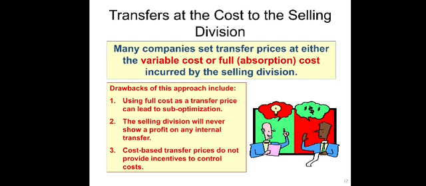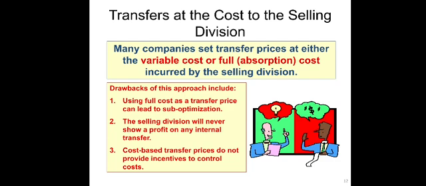If the transfer price is set at the cost, then there are several disadvantages or drawbacks. The first one is that using full cost as a transfer price can lead to sub-optimization. Sub-optimization means the selling segment will become complacent. The manager in the selling segment will not make any effort to minimize or reduce cost, because they know every time they produce something, they can sell the product to another segment within the business at cost. So there is no motivation to reduce the cost.